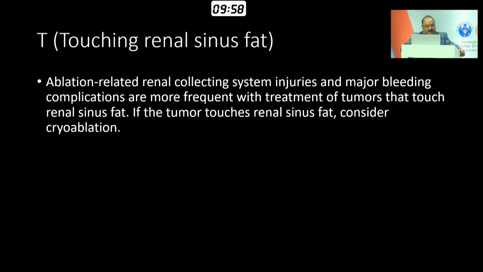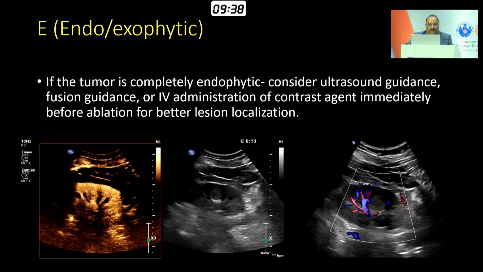Renal sinus fat: if the tumor is close to the renal sinus fat, we may consider cryoablation, because cryoablation is relatively less damaging to it. I'll tell you the reasons in the subsequent talk.